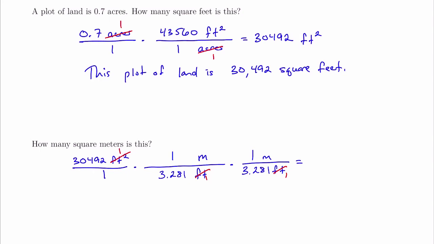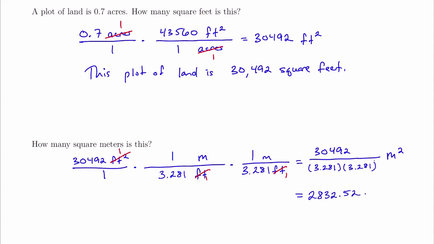So when we multiply this, we're going to have 30,492 in the numerator, and we'll have 3.281 times itself in the denominator. Meters times meters will give us square meters. And if we put that into a calculator, we get about 2,832.52 square meters.